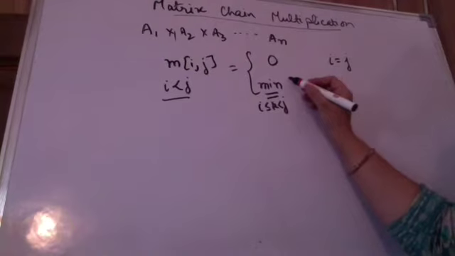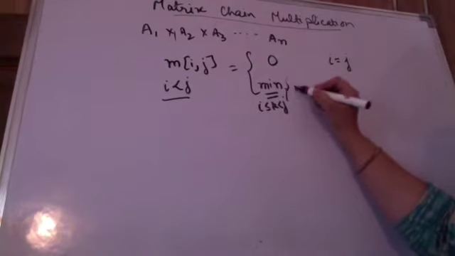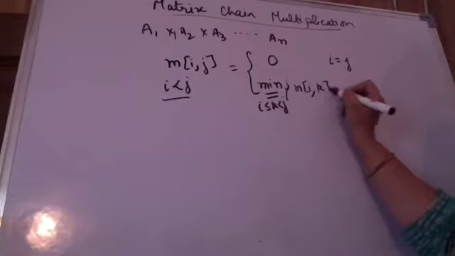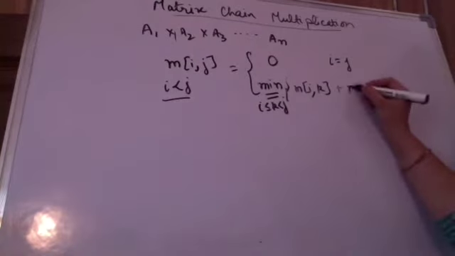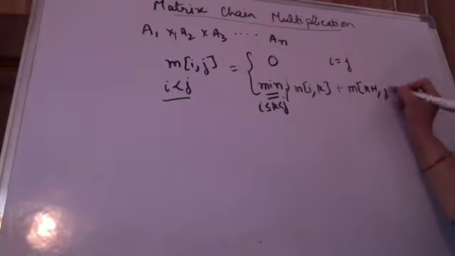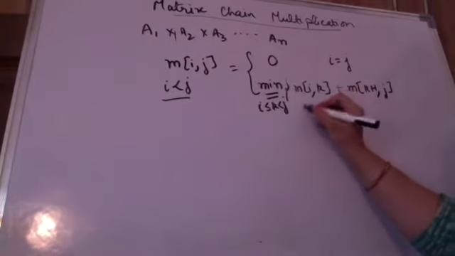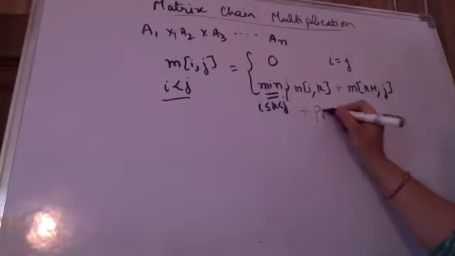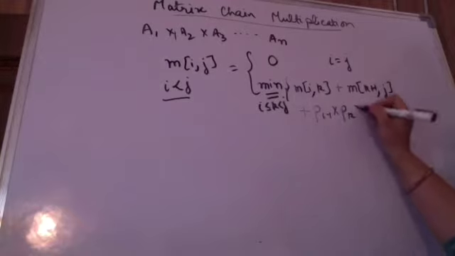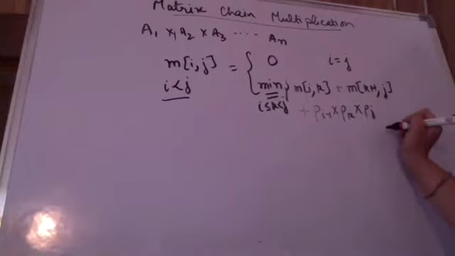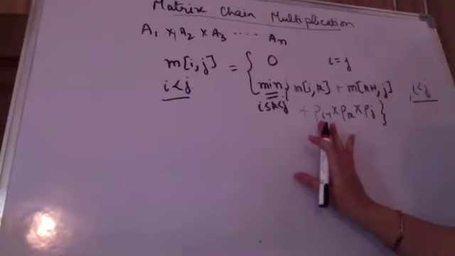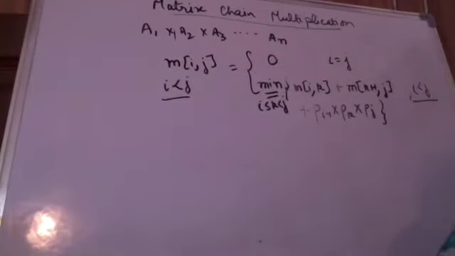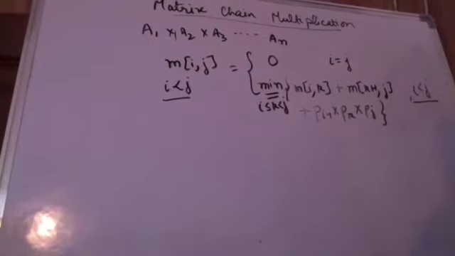So I'm trying to find the minimum of what? The minimum number of scalar multiplications required to compute the matrix product i to k, plus to compute the matrix product k plus 1 till j, plus the number of scalar multiplications that will be required to multiply the two, which comes out to be p(i-1) cross p(k) cross p(j). This is the case when i is less than j. So this equation is the crux equation we will be using. This is clear to all of you, right? We are going to build our algorithm on this.